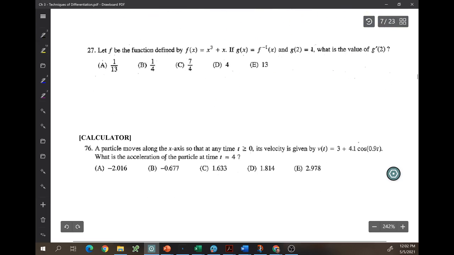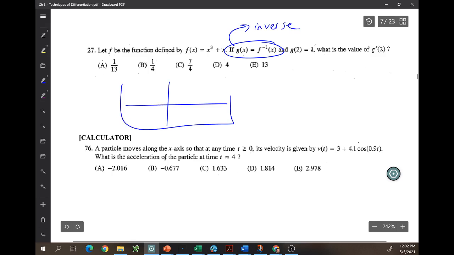All right, next up we have another one of these inverse questions. Even though they don't say the word inverse, when we see this formula, that is the formula for an inverse. So what I like to do here is create this box. I want g prime of 2, so I'm going to put g of 2 here. Now we know that g of 2 is 1. So that means that f of 1 is equal to 2. Okay, it always goes backwards.